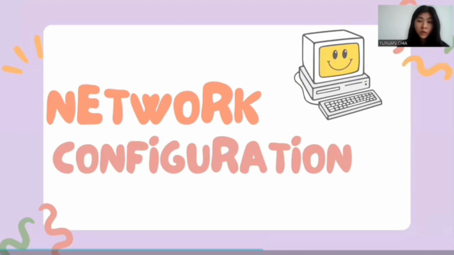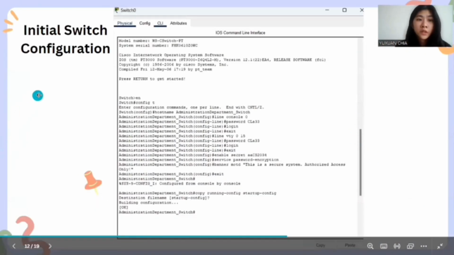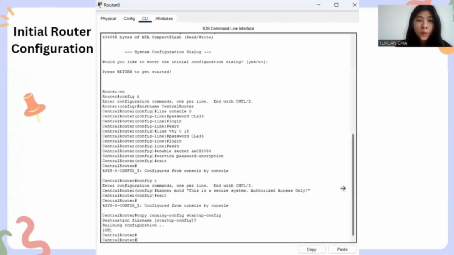Next, we talk about network configuration. For initial switch configuration, we set the password CLA33 and secret password AACS2034 and set the banner MOTD. For initial router configuration, we set the password ALA33 and secret password AACS2034 and also set banner MOTD.